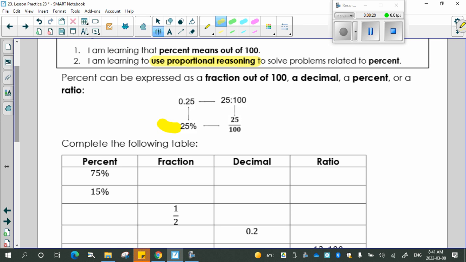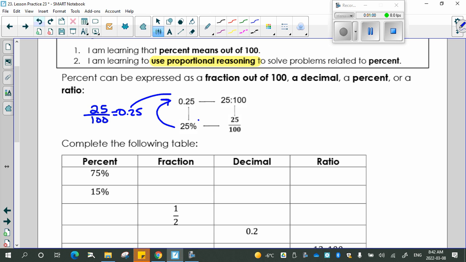How do you go from 25% to 0.25? Who knows? 25 out of 100. If I do that division on my calculator, what do I get? 0.25. So that's how I go from there.